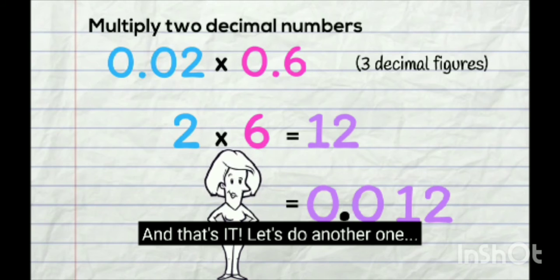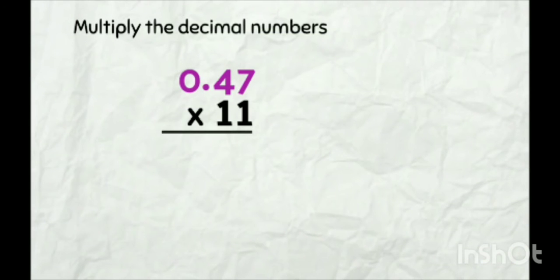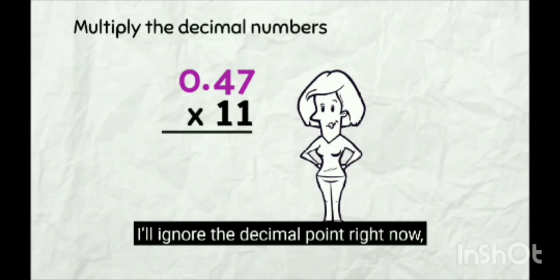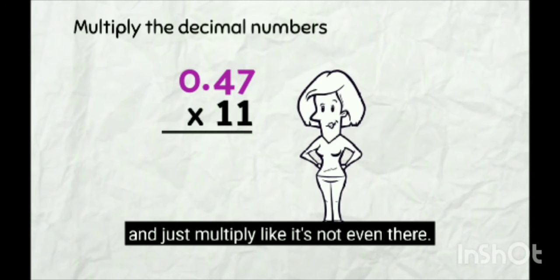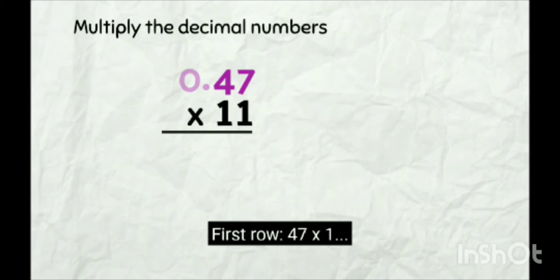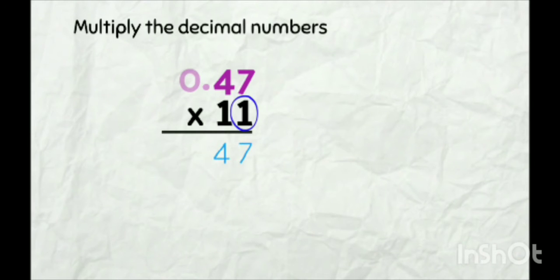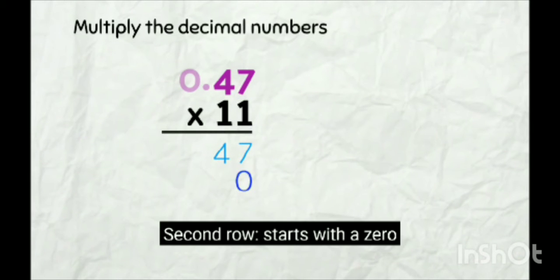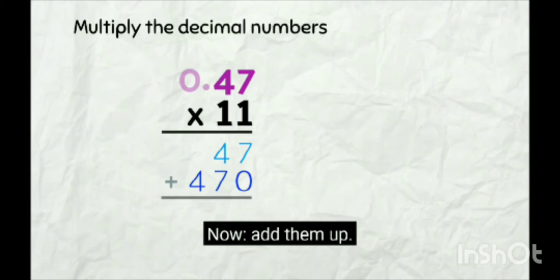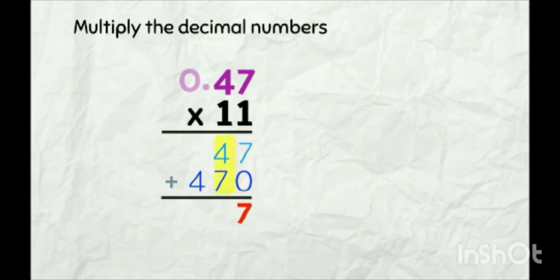Let's do another one. 0.47 times 11. Ready to go in standard algorithm form this time. I'll ignore the decimal point right now and just multiply like it's not even there. First row, 47 times 1, 47. Second row starts with a 0 because we're multiplying by 110. 1 times 7 is 7 and 1 times 4 is 4. Now add them up. First row, 7. Then 7 and 4 is 11. And here, 4 and 1 is 5.